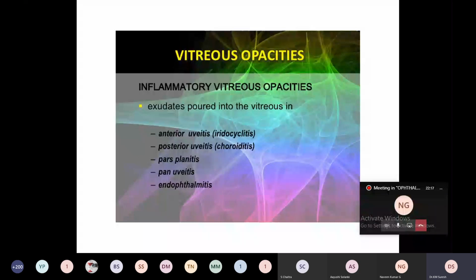Inflammatory vitreous opacities can be observed in severe iridocyclitis. Exudates are poured into the vitreous in cases of anterior uveitis, which is referred to as iridocyclitis, posterior uveitis, choroiditis, pars planitis, pan-uveitis, and endophthalmitis. These are the conditions wherein there can be inflammatory opacities in the vitreous.